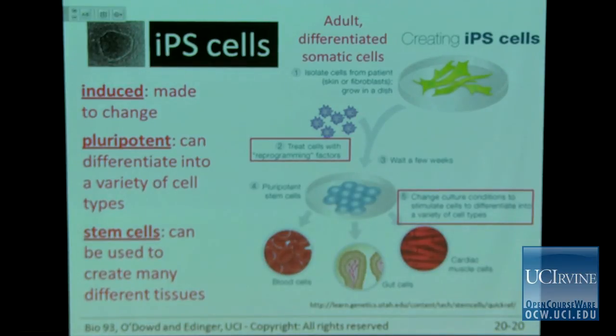You culture these for a while, and then can put them under conditions that can make all sorts of different kinds of tissues. So this is even cooler than the last one, because now I don't even need a human egg. All I need is some cells from my skin, or a cheek swab, or some blood. Any nucleated somatic cell will do.